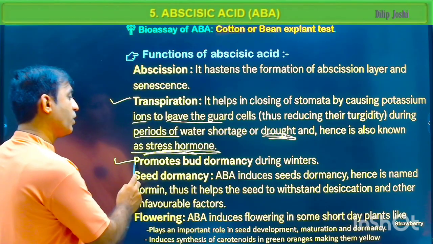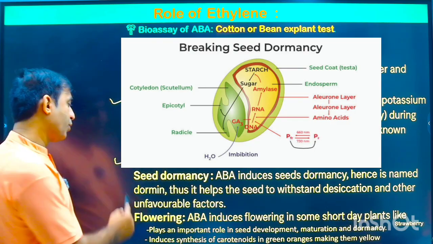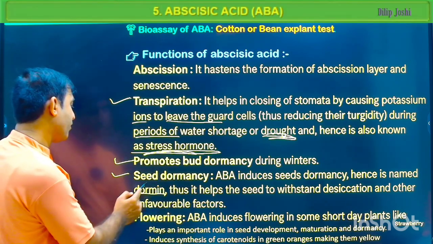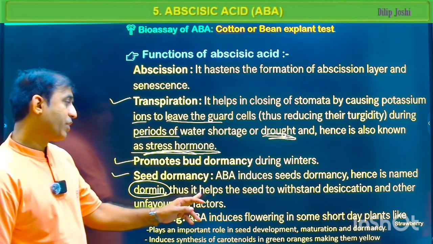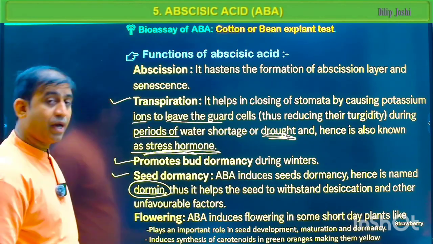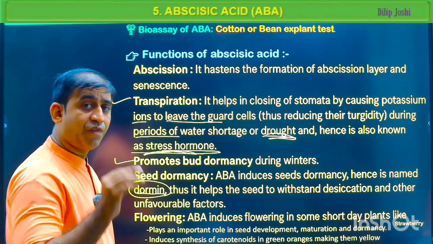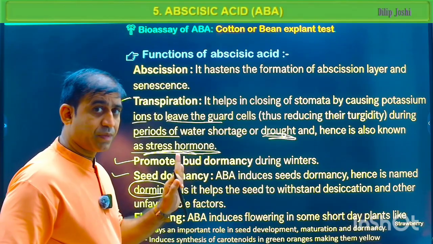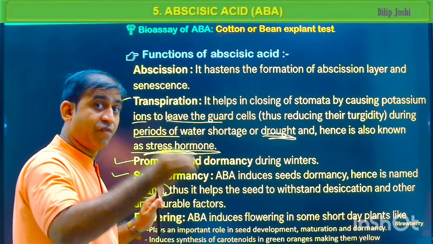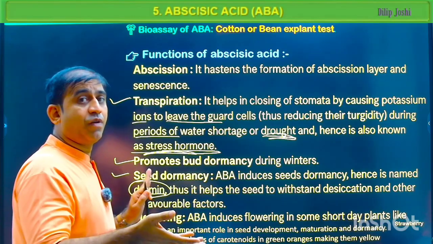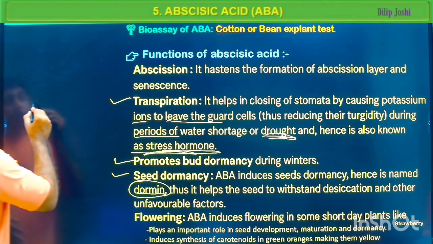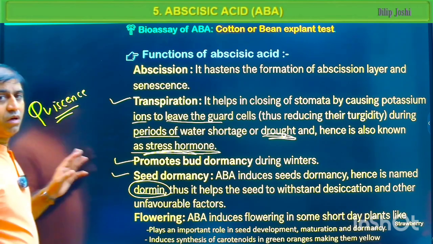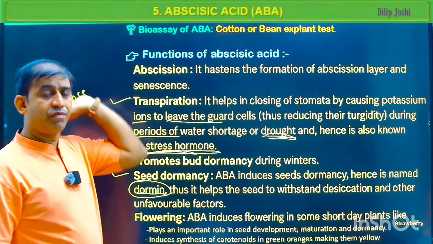Then it will promote the bud dormancy during the winter, that I told you. Then it will induce seed dormancy, hence named dormin. Why is it called dormin? Because it will induce the seed dormancy. And dormancy, I told you, what is dormancy? If a viable seed fails to germinate during favorable condition, that is called seed dormancy. And if the viable seed fails to germinate during unfavorable condition, that is called the quiescent stage or quiescence. I discussed seed germination and everything in the previous video, so you can check it out.